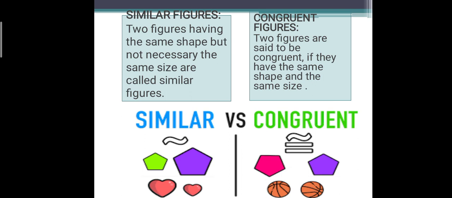This chapter mainly deals with similarity of triangles. In earlier classes, we have read about congruency of triangles. Here is the difference between similar and congruent figures. Two figures having the same shape but not necessarily the same size are called similar figures, whereas two figures are said to be congruent if they have the same shape and the same size. So we can say that all congruent figures are similar, but similar figures need not be congruent.